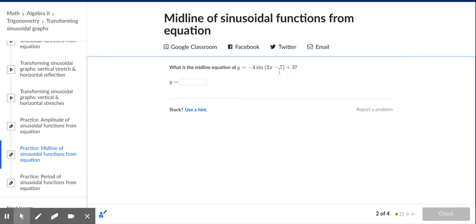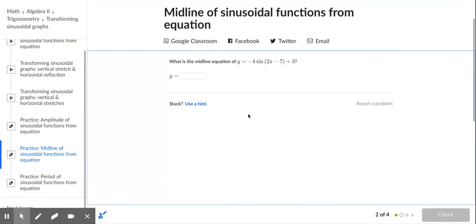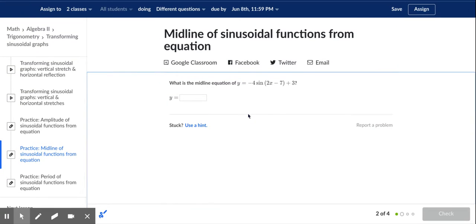Sorry, I just wanted to check and see if they did a different type of question, but it should always be exactly the same. It's always that last number that's being added. If there's nothing being added, then it's just going to be 0.